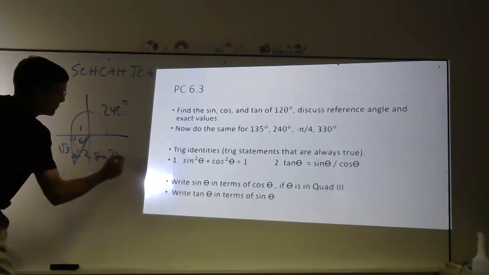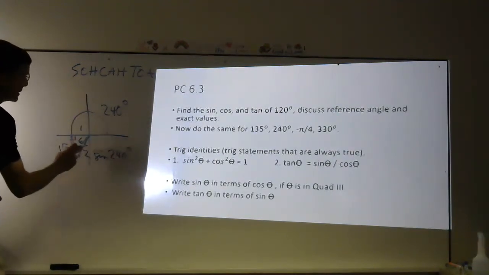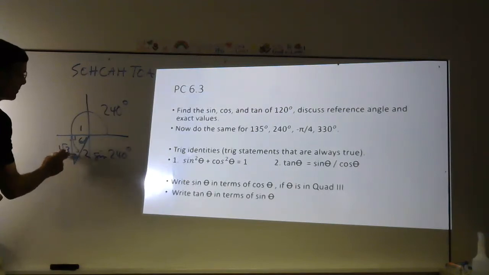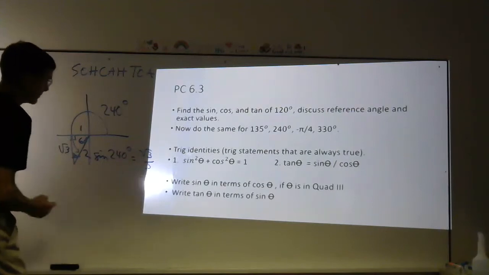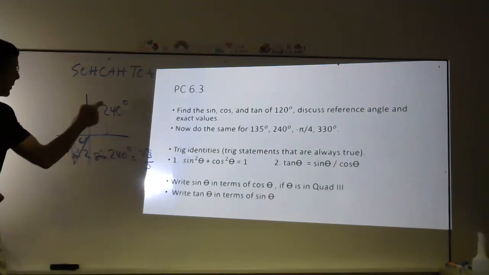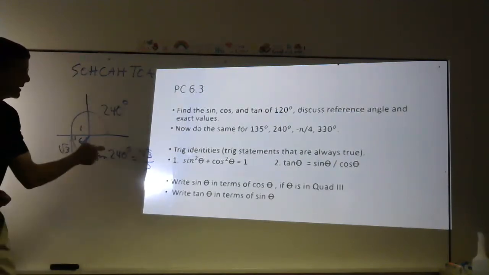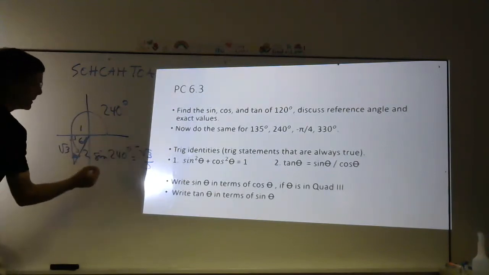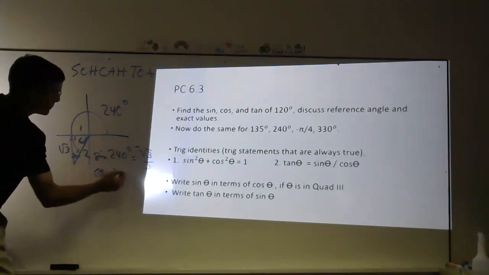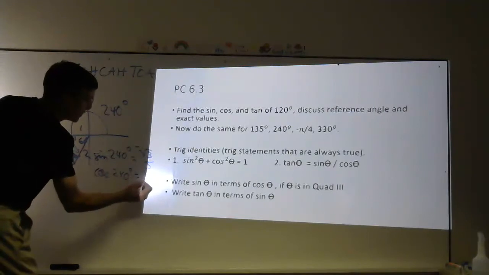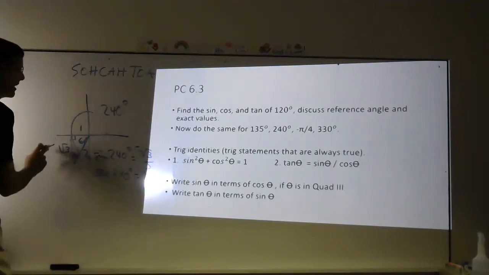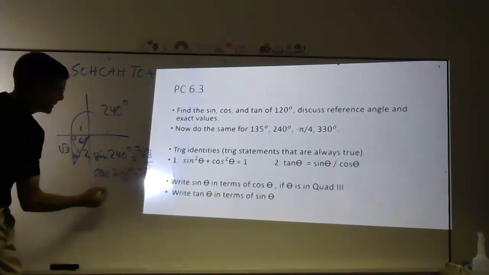Sine 240 is actually the sine of 60, opposite over hypotenuse, root 3 over 2. See it? All students take, sine starts with an S, negative. Cosine of 240. Adjacent over hypotenuse is 1 over 2. All students take, cosine is negative.